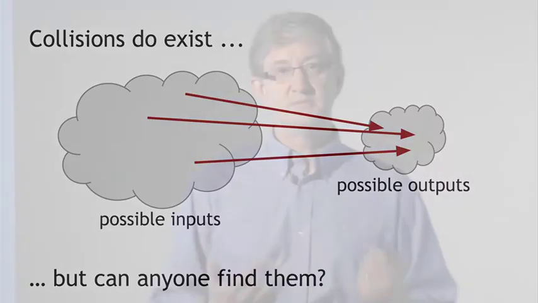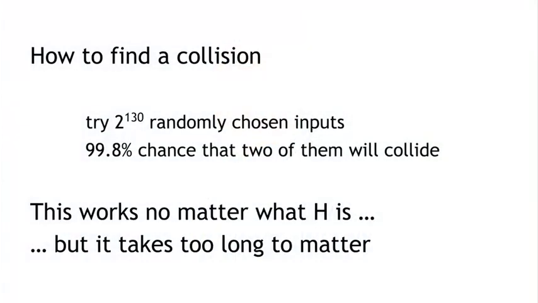Okay, now to make things even worse, I said that it has to be impossible to find a collision. Let me tell you how to find a collision, because there's a method that's guaranteed to work. And the method works like this, that we're going to pick 2 to the 130 randomly chosen inputs over on the left cloud of that previous diagram. And if we pick those 2 to the 130 randomly chosen inputs, it turns out there's a 99.8% chance that at least 2 of them are going to collide. And so this is a very simple method for finding a collision.